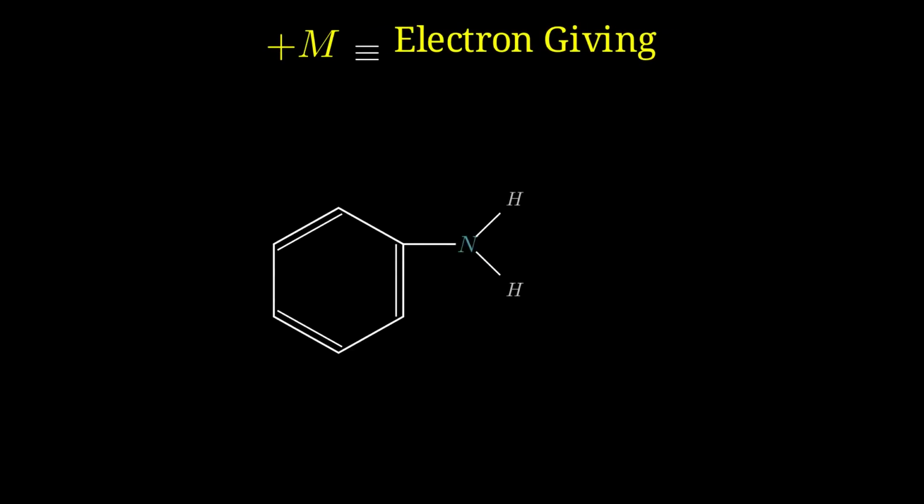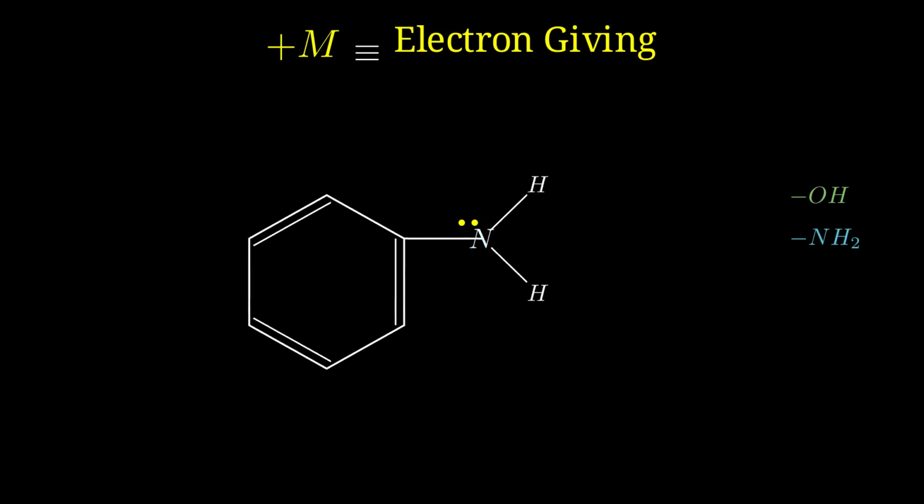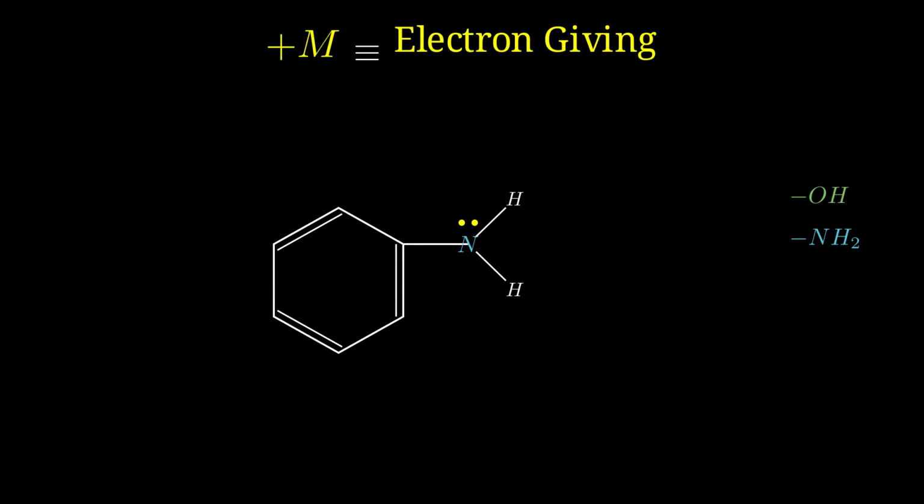Some groups of atoms have a lone pair of electrons, like the oxygen in an OH group or the nitrogen in an NH2 group. When these are attached to a conjugated system, they don't hold on to those electrons tightly. They push them into the ring or the chain.